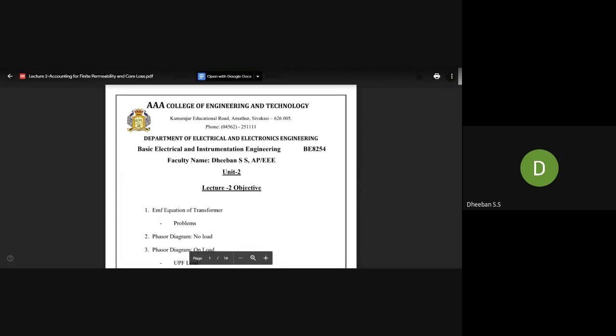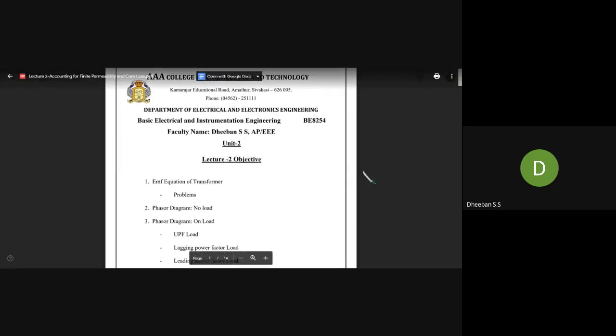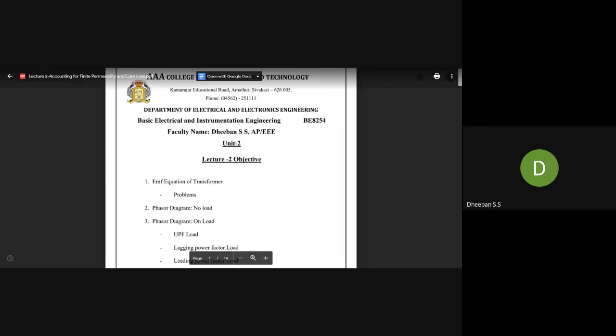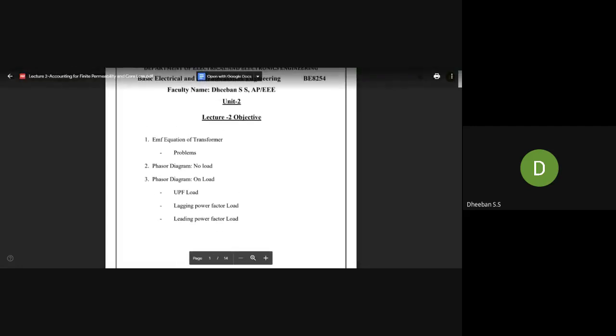In Unit 2, we have started with the transformer. Transformer construction we have seen, and the classification of different types of transformer we have also covered. In today's session, we will be dealing with the EMF equation of the transformer. It is a derivation part, but it's a very important question.